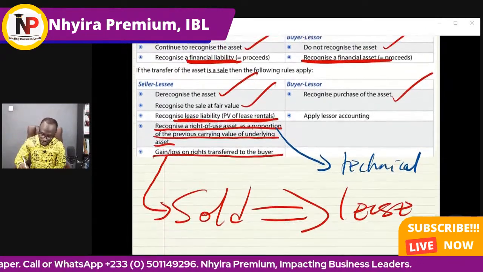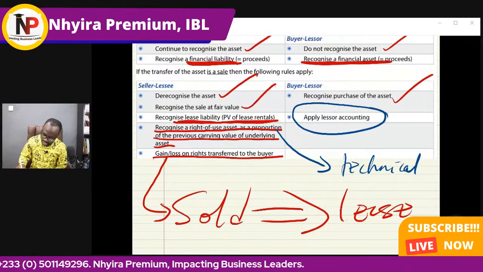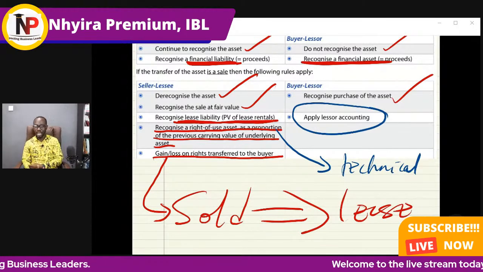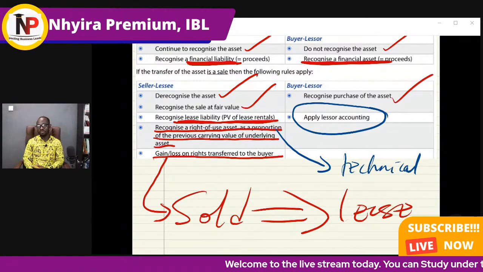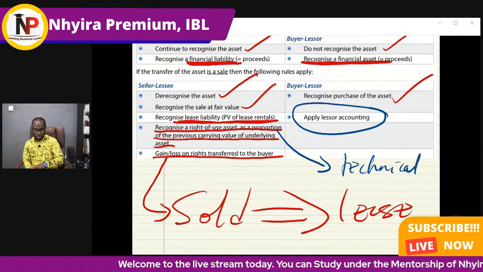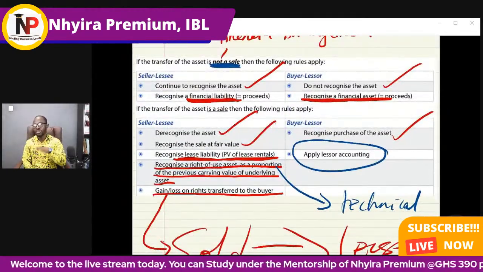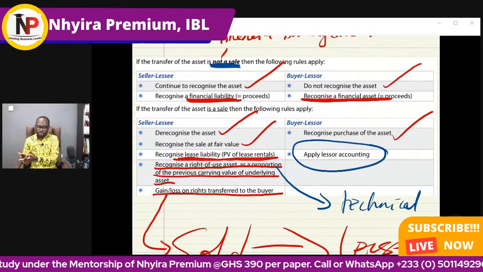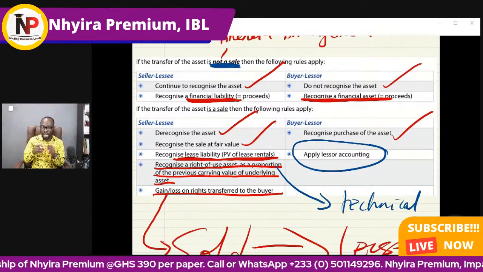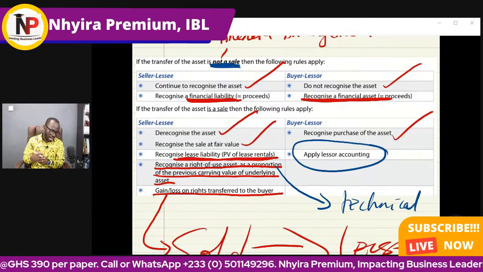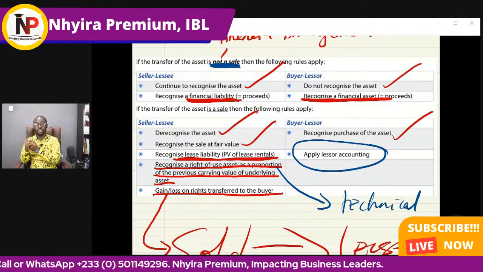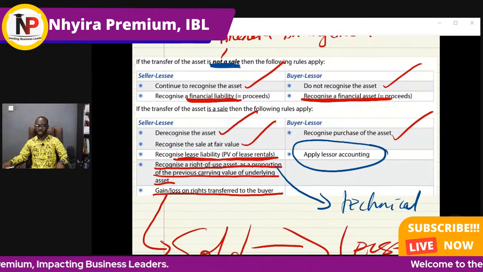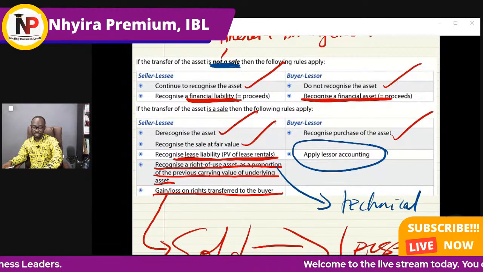Then the lessor, who is the buyer, applies lessor accounting and accounts for the transaction as per IFRS 15 and IFRS 16 in that case. So that is the concept of sale and leaseback. So in the question, we need to establish, is it a sale, and know how to do the treatment? And if it is not a sale, we need to also know how to do the treatment. That is what you need to understand when we talk about sale and lease back.